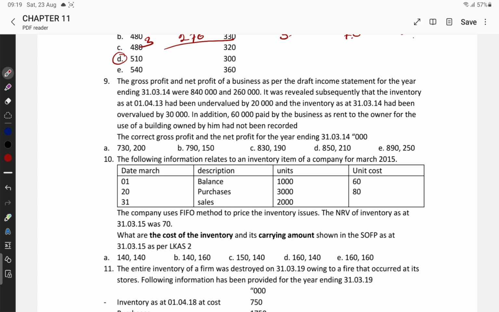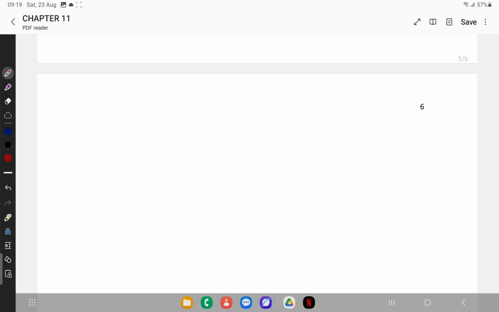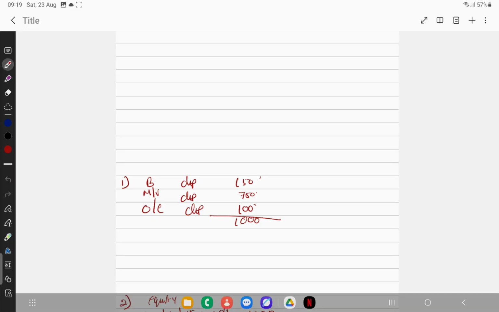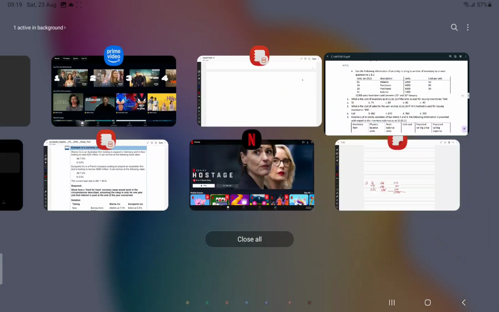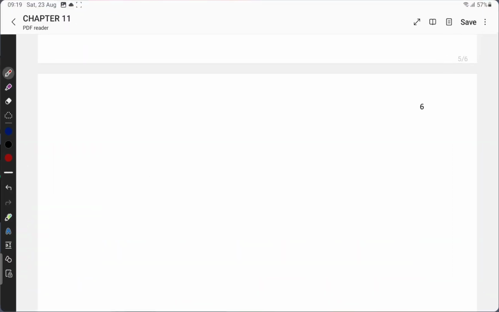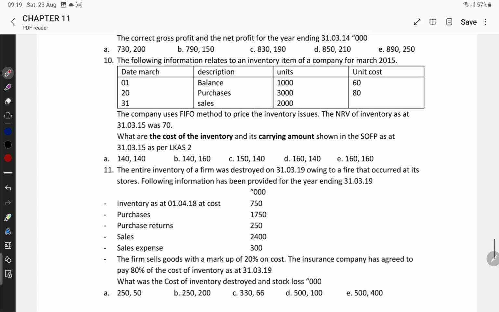Okay, so for this, it's a less of an inventory thing. It's more of the correction of errors. But yes, I will be explaining this because it's a past paper question and somewhat of a good question. I will explain that during the class hours. So this question I will be explaining during today's class. Let me do only the LKAS 2 question.